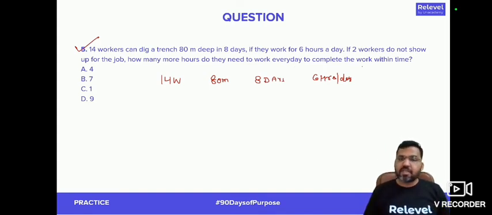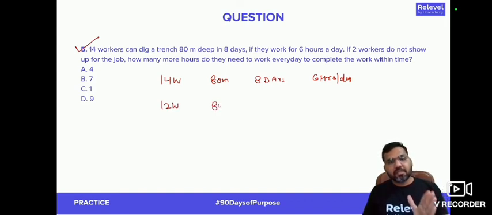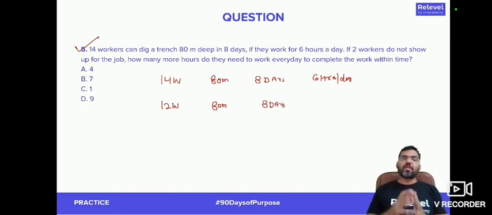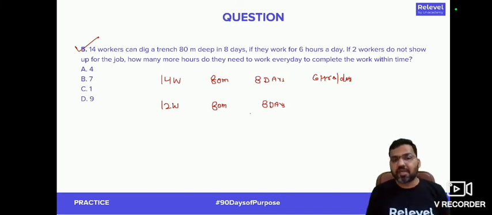And 2 workers do not show up, that means now we have only 12 workers, right? They are still supposed to dig the trench for 80 meters, right? And they have to do the work in 8 days only. But we are supposed to find out how many more hours per day they need to work, because 2 workers are absent now, right? So you see, guys, it's a very simple question.